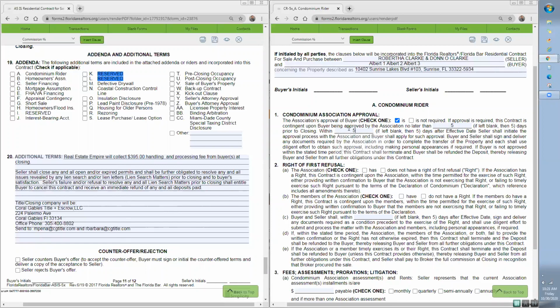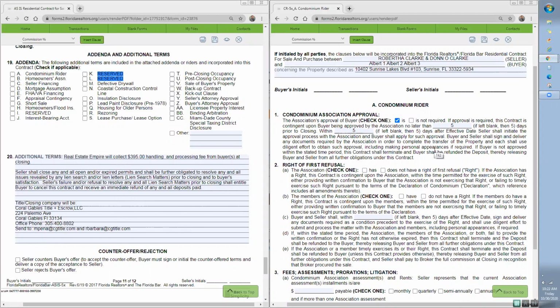And then within 5 days of getting the offer approved, the seller needs to initiate the approval process with the association, and the buyer has to apply for the approval. Okay, so within 5 days of accepting this offer, the seller needs to contact the association and say, hey, I'm selling my property. I have a contract already, and the person should be going in to do the application. Okay, so that's what that first area says.